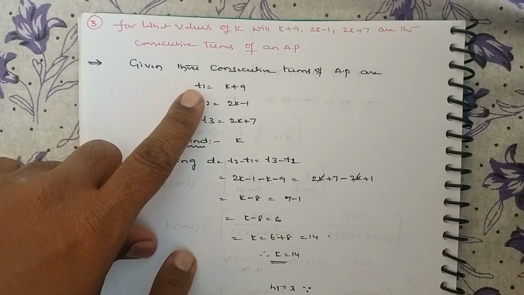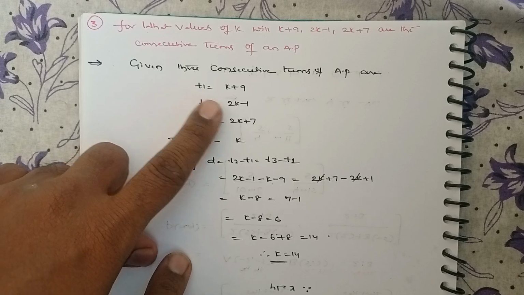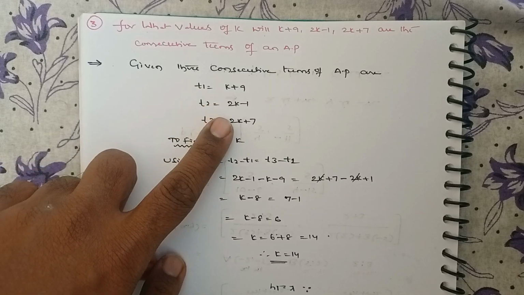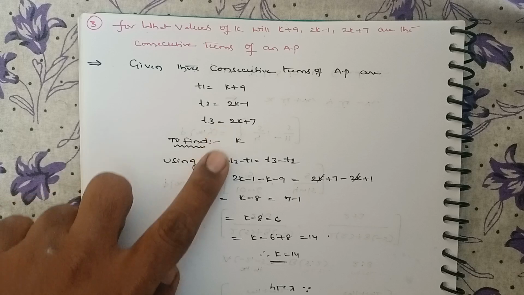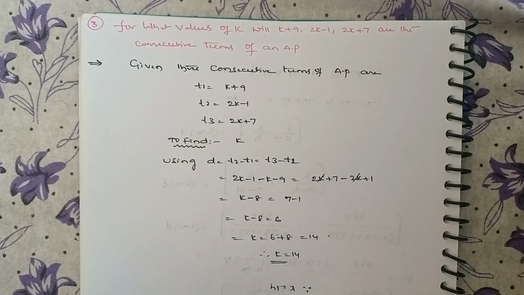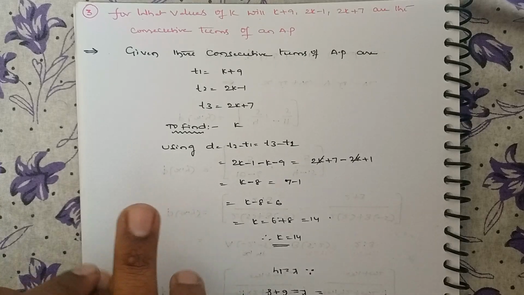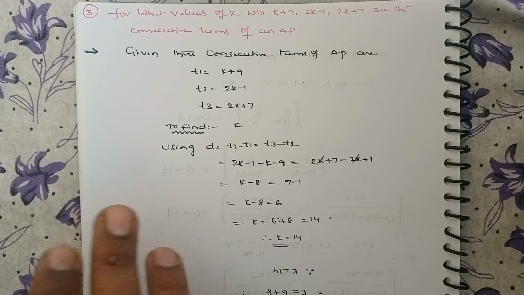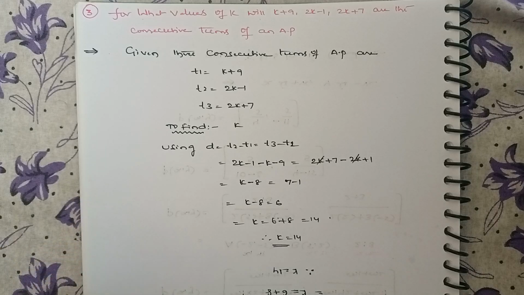So take down the given three terms. T1, that is the first term, equals k plus 9, second term is 2k minus 1, third term is 2k plus 7. We need to find the value of k, guys. And given that the three terms are consecutive terms, one after the other. So how can we find the common difference if the terms are given consecutive? We need to find the common difference for all the terms.